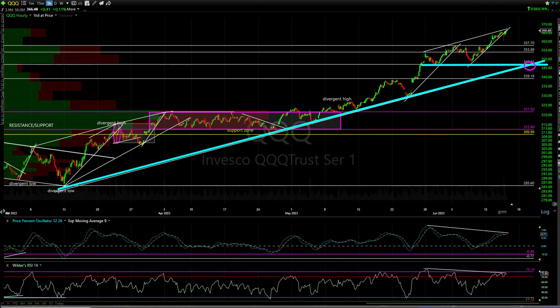So my best guess would be rejection here, followed by a move down, with little reactions at those targets. Minor, not ones that I would care to really game if you're swing trading.